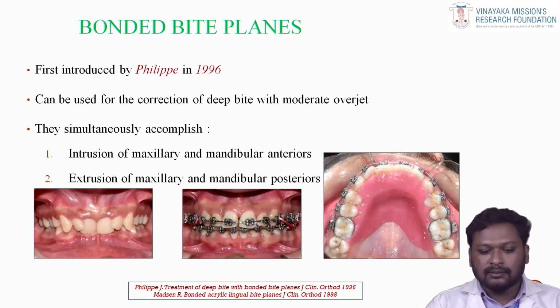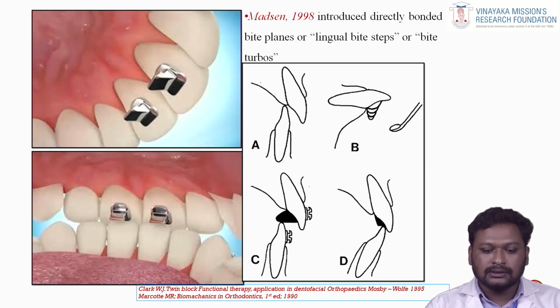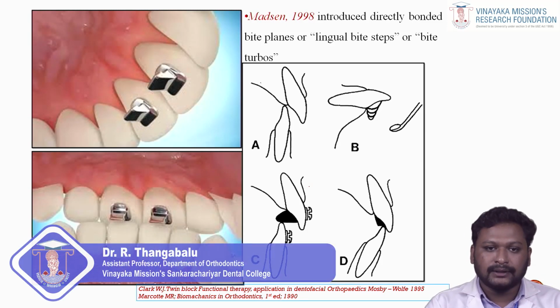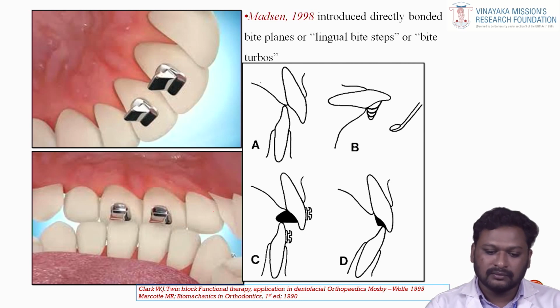So next are bonded bite plates or removable bite plates. See, these are the removable bite plates. If you look at the first picture, there is a clear deep bite case, and this deep bite is corrected using this bite plate. And the third one is that we can also use bonded bite turbos. See, that is directly bonded on the upper incisors, which will cause intrusion of the lower incisors as well as the upper incisors. But in these cases, there is a possibility of proclination of the upper incisors because there is no control.